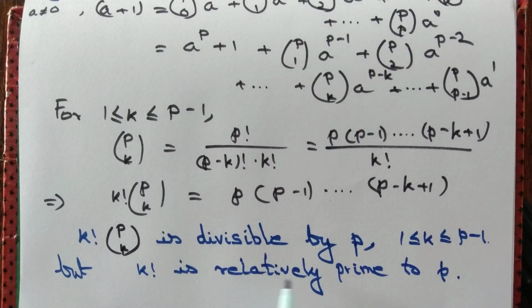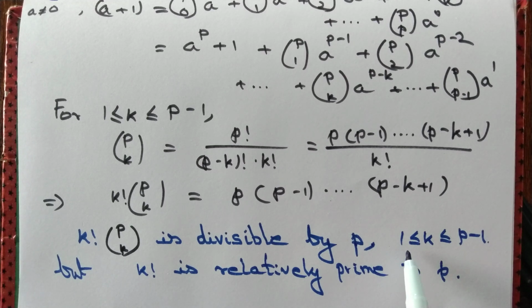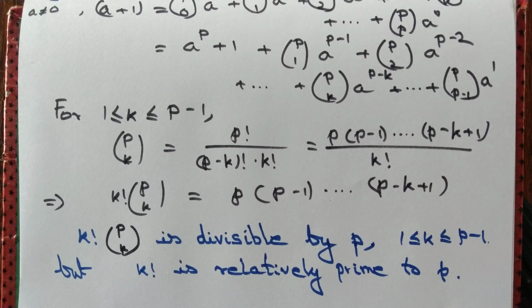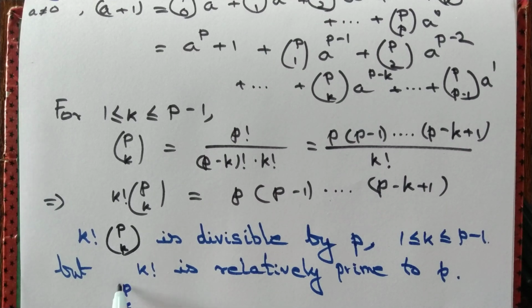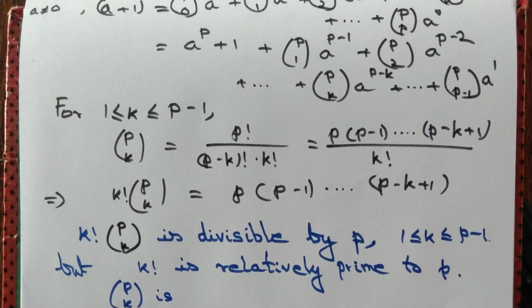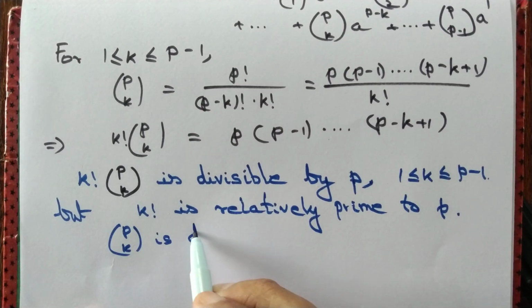Once again, factorial k is relatively prime to p. What does that mean? Factorial k and p do not have any common factor as k changes from 1 to p minus 1. So, p has to divide factorial k times p choose k, but p cannot divide factorial k, so p has to divide p choose k. So, p choose k is divisible by p.